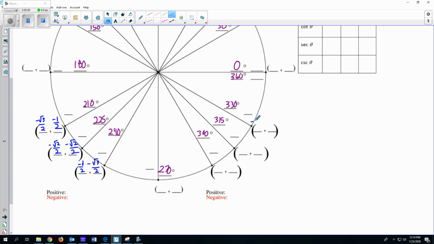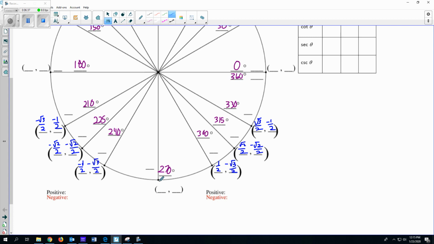So let's see, this will be positive. This will be positive square root of 3 over 2, but then the y value will stay negative 1/2. And then positive square root of 2 over 2, and then this one will stay negative. Okay, and positive 1/2, and then my y value is still negative square root of 3 over 2.